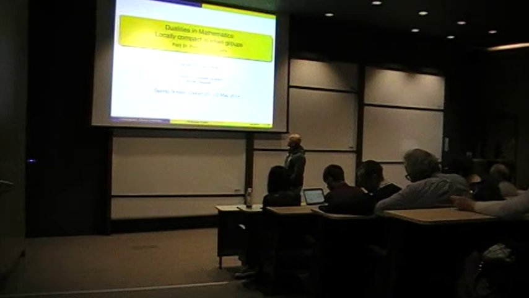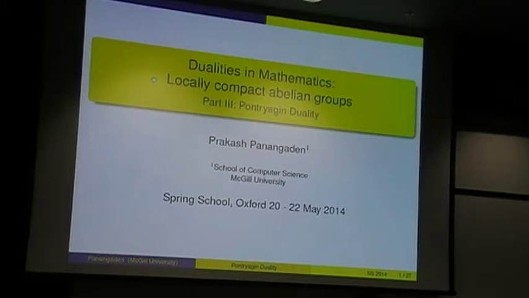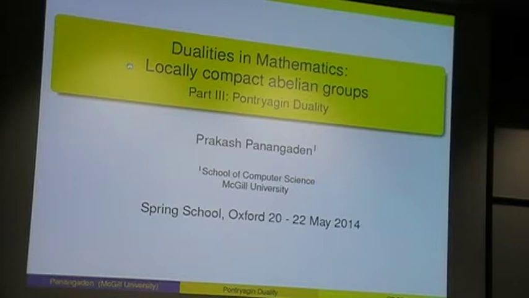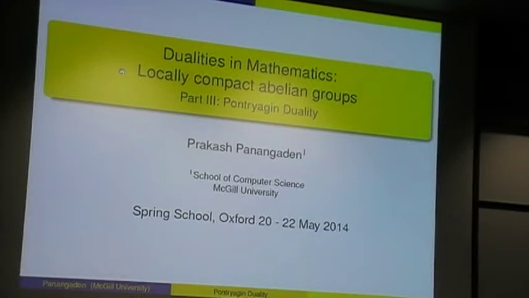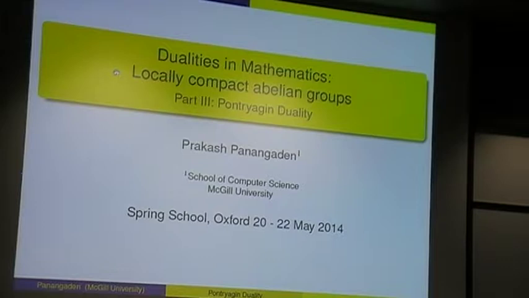So I've shown two dualities already, one due to Stone and one due to Gelfand. This one is by Lev Pontryagin, who was a prominent Soviet era mathematician. Unlike the last two, it's a self-duality between a certain class of groups and themselves. And one might wonder, if you look in the mirror and see the same thing, what's the point of looking in the mirror?